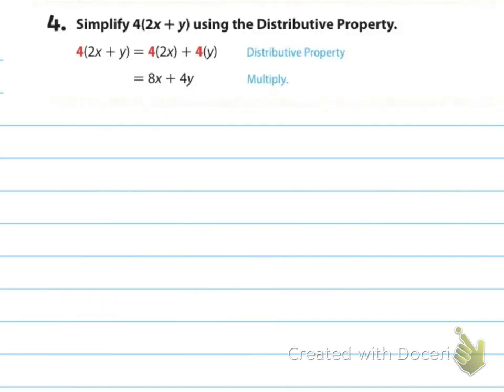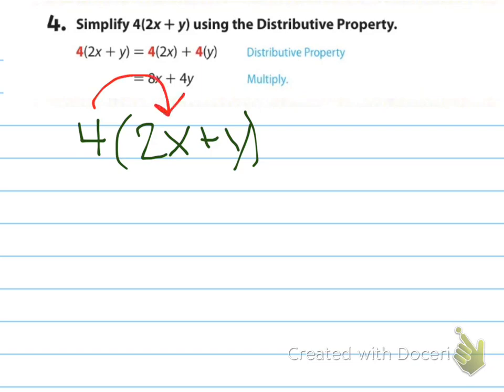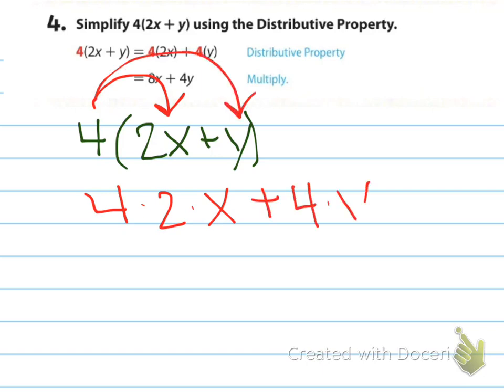So for number 4, it says simplify 4 times, in parentheses, 2x plus y using distributive property. And don't forget, distributive property is our beautiful rainbow. I know you all are very impressed by this rainbow I'm about to do for you. So we've got 4 times 2 times x plus 4 times y. And so I can do 4 times 2. That's 8. And don't forget, it's 8 times x. So I'm left with 8 times x plus 4y.